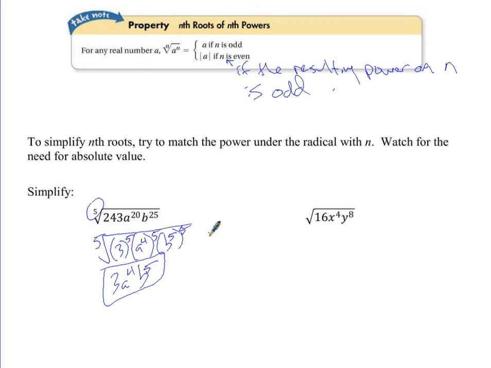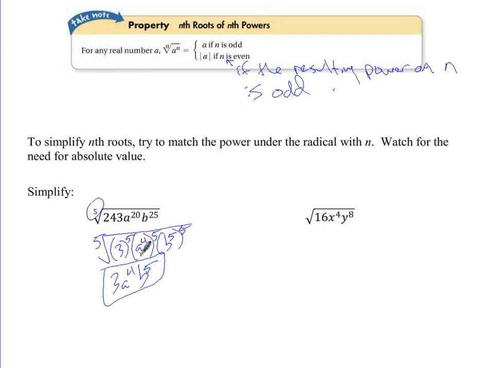Right. Yes, but the original index here is odd. For any real number that has this situation, if n is odd, the index was odd, so we're on this line right here. Our a in this case is 3.